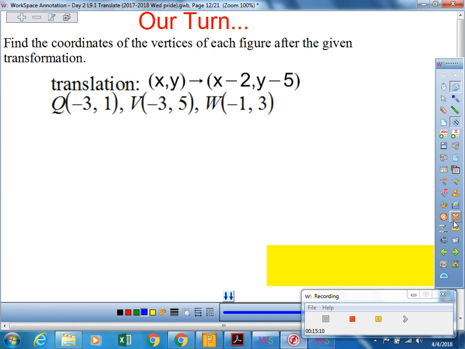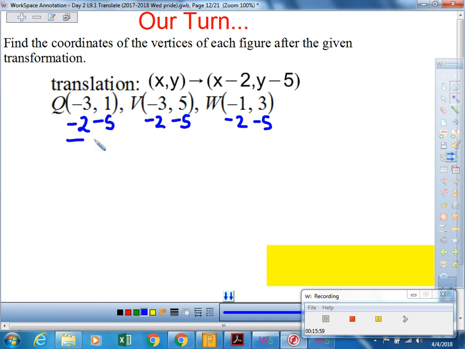And they want us to find the ordered pairs for our image. All I'm going to do is I'm going to take this and I'm going to subtract 2 from the x's. So I'm going to put a minus 2. And then from the y's, I'm going to subtract 5 or put a negative 5. And I'm going to do that for each one. Now, I'm going to label it Q prime. And I'm going to put my new ordered pairs.